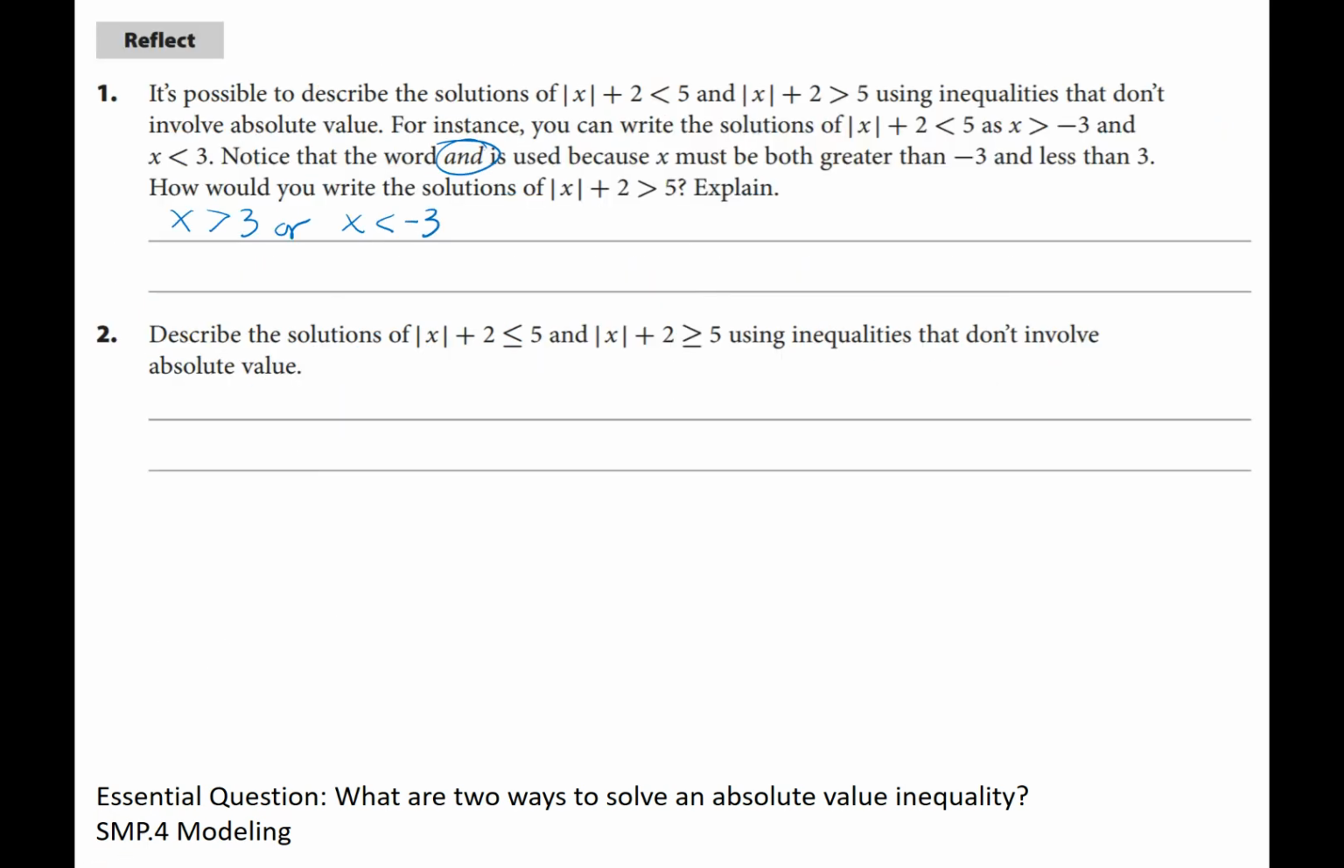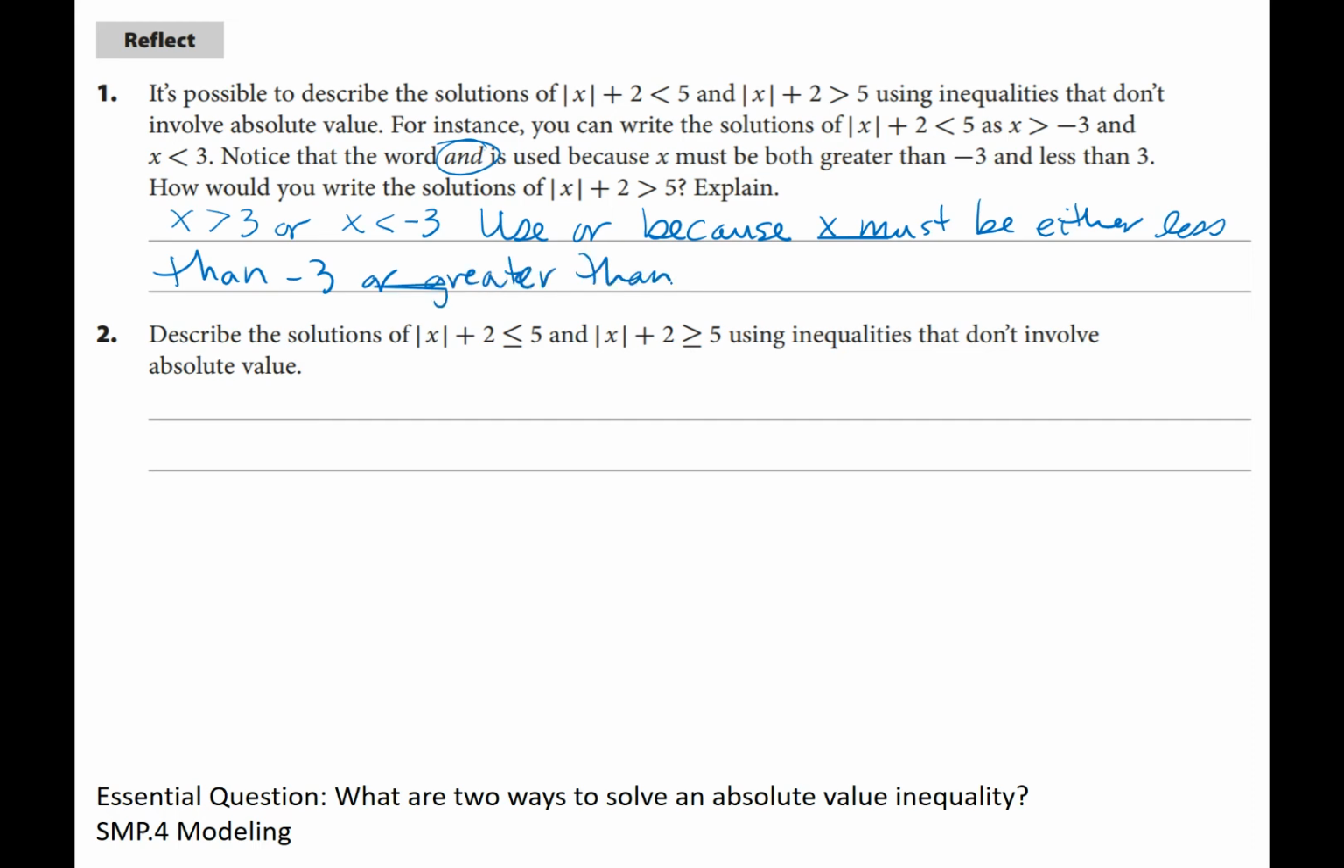So this is because you use "or" because x must be either less than -3 or greater than 3, but not both.